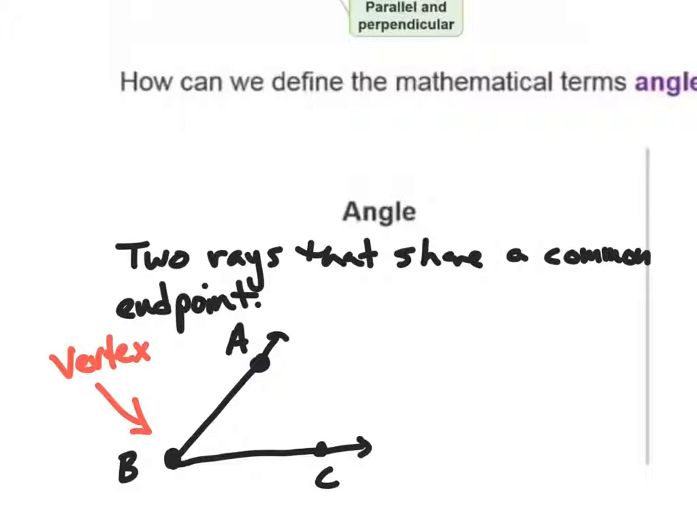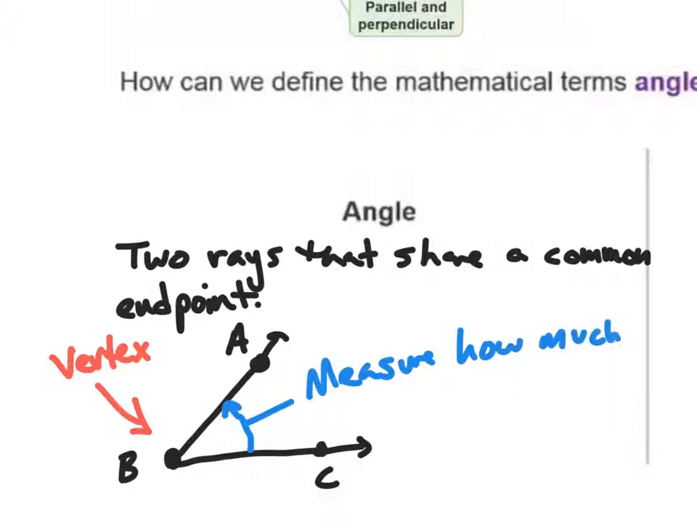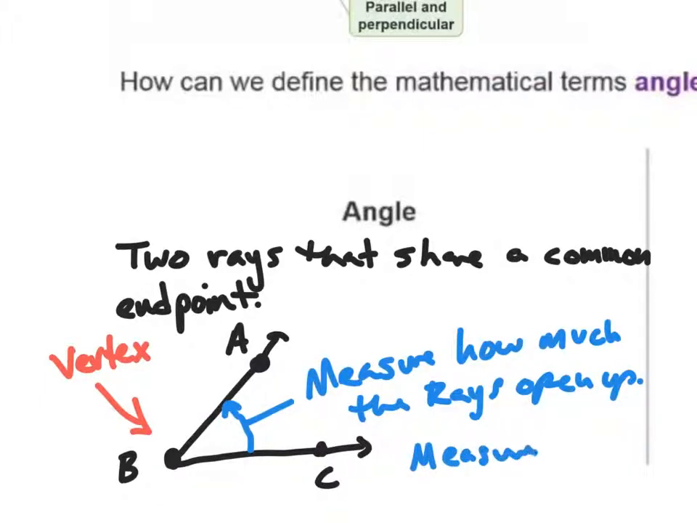And what we want to do is we can measure how much these lines open up. So we can measure how much the lines, or the rays, open up. And we would measure this in degrees.